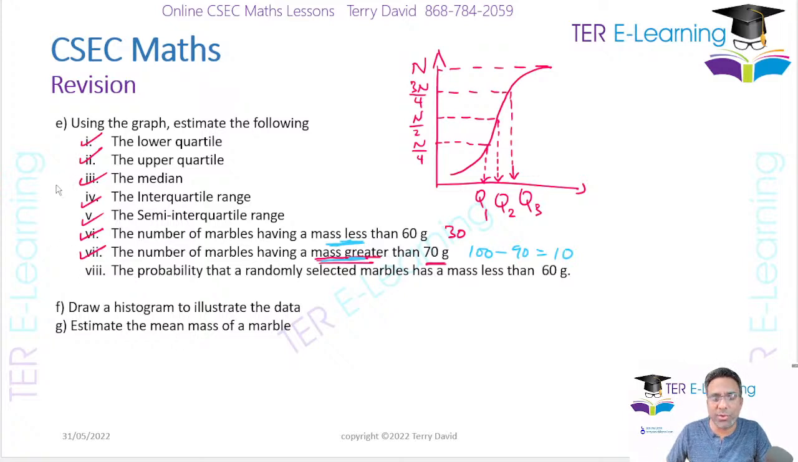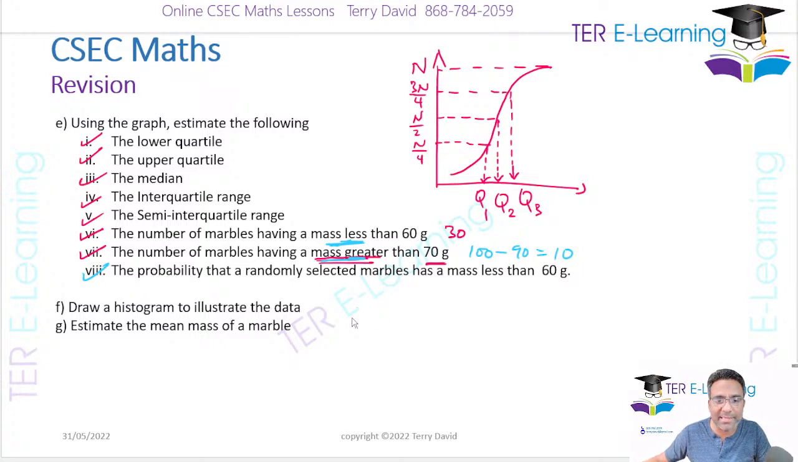All right, so let's see. They also said probability is coming. So if they give you a question on a cumulative frequency curve, you could get probability in the exam. Now this one is relatively easy.